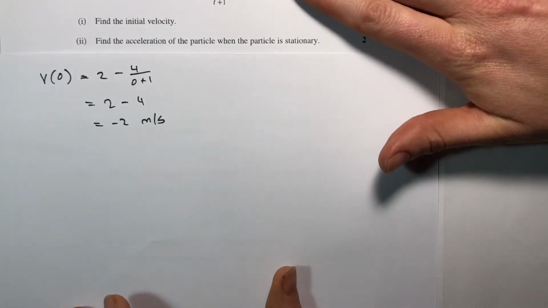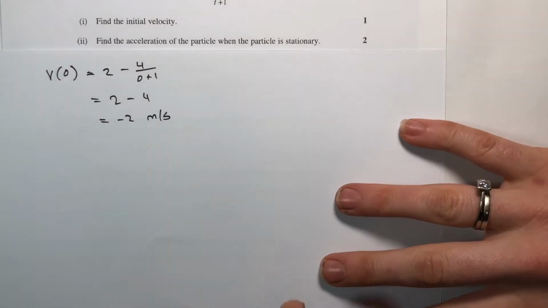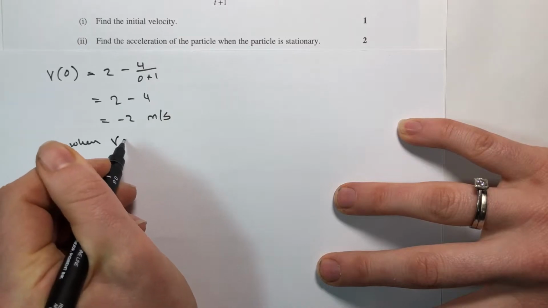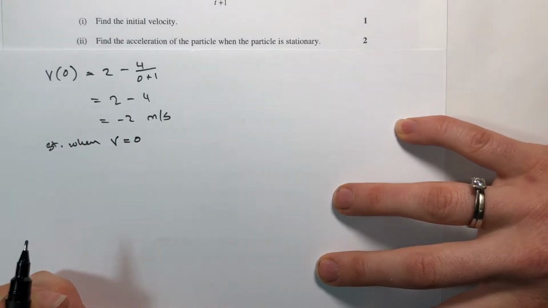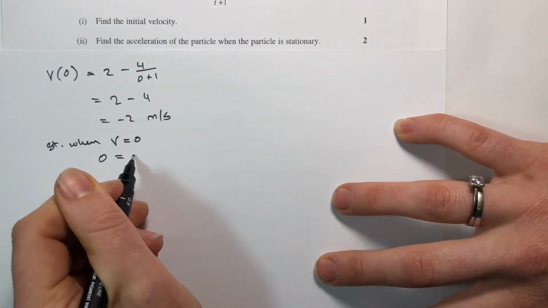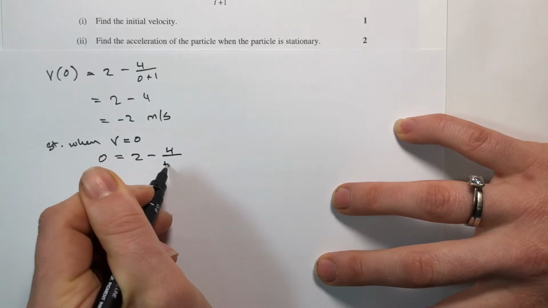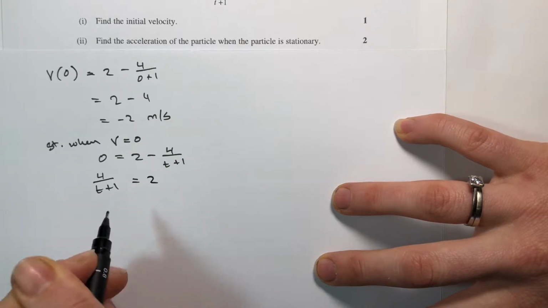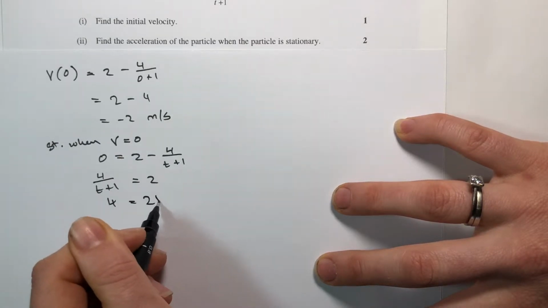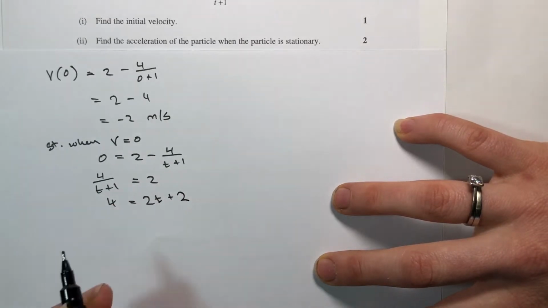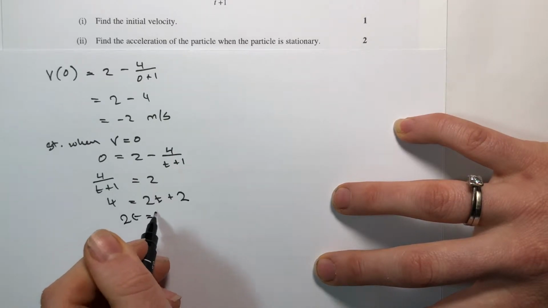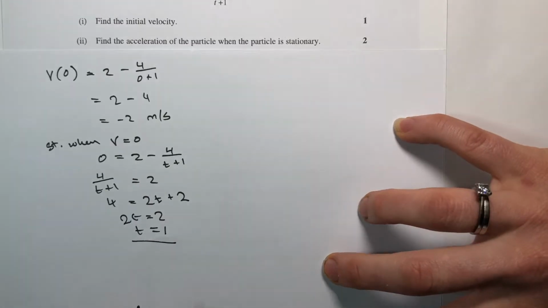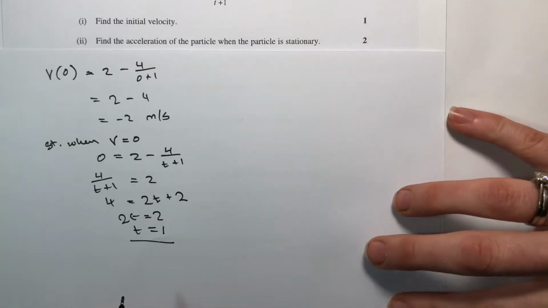Next part of the question is find the acceleration when the particle is stationary. So it'll be stationary when v equals 0. So rather than t equaling 0, we now want v equals 0. So 0 equals the same function that we were using before, times up the bottom. That's a t. So 2t equals 2, t equals 1. So that is when we are stationary, but we want the acceleration.